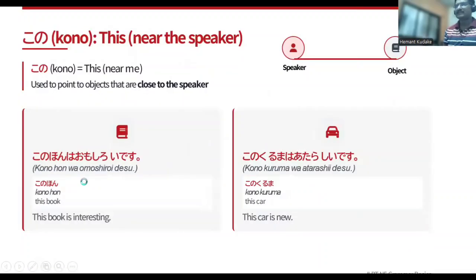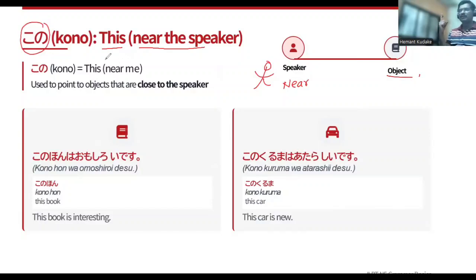Let's suppose the concept is the same. Suppose this is the speaker. The object, thing or person who is near the speaker, we will call kono. Kono is the thing or person who is near the speaker. Kono means "this" in English, which is near to the speaker.